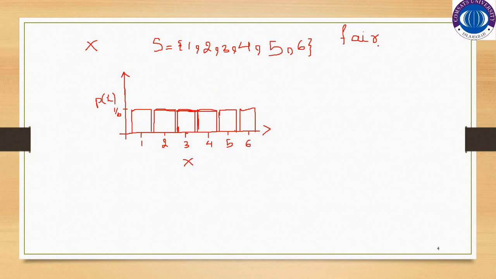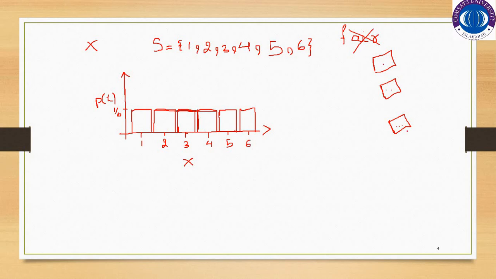Now consider that the die is no longer fair. What does it mean? Let's suppose that you have a die, and as the die has faces, it could have the face with the outcome 1. This represents 1, and you could also have the face representing 2 dots, which is this 2, or you can have the face which can turn up with 3.